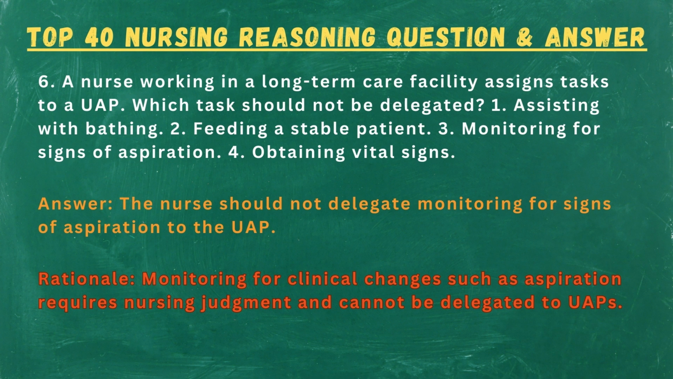6. A nurse working in a long-term care facility assigns tasks to a UAP. Which task should not be delegated? 1. Assisting with bathing. 2. Feeding a stable patient. 3. Monitoring for signs of aspiration. 4. Obtaining vital signs.